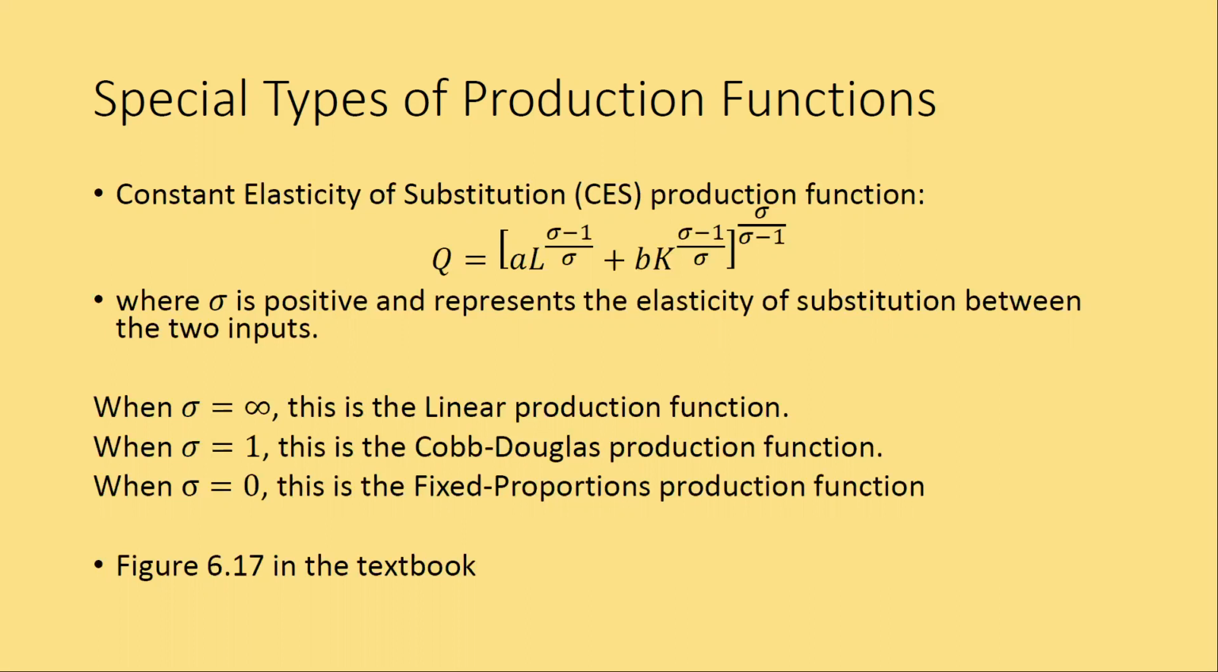So when sigma is infinity, meaning that there is infinite elasticity of substitution between labor and capital, or to say that labor and capital are perfect substitutes, we end up with the linear production function. When sigma is 0, that is saying that there is 0 elasticity of substitution between the 2 inputs, or to say that the 2 inputs are totally not substitutable, right? So that means that we have to employ the inputs in a fixed proportion, and that gives us the fixed proportion production function. And the Cobb-Douglas is in between.